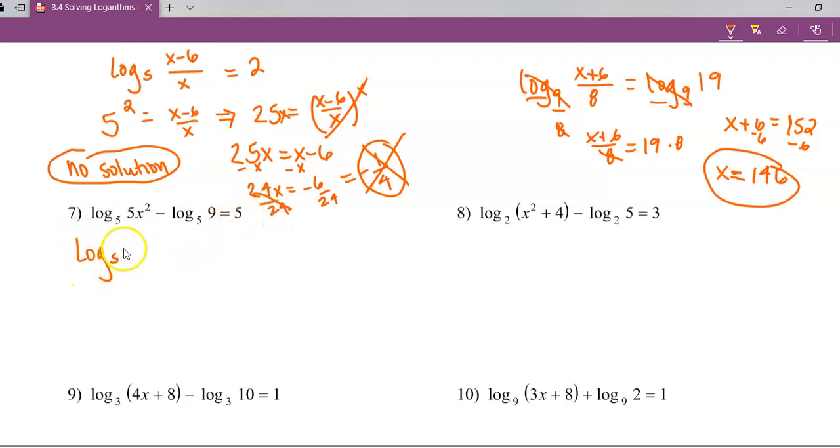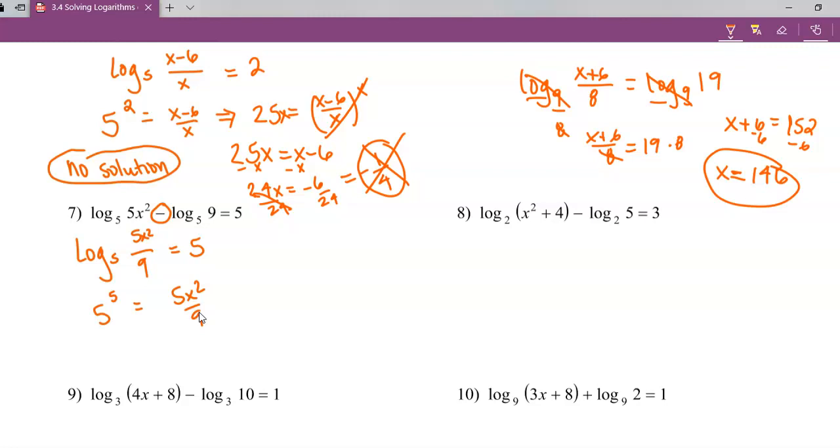I have, again, a minus between, so I'm going to divide. So 5x squared over 9 equals 5. Now I'm changing forms, so 5 to the 5th power equals 5x squared over 9. So 5 to the 5th power, that's going to be a pretty big number. So 5 to the 5th is 3125. And that's going to be equal to 5x squared over 9.